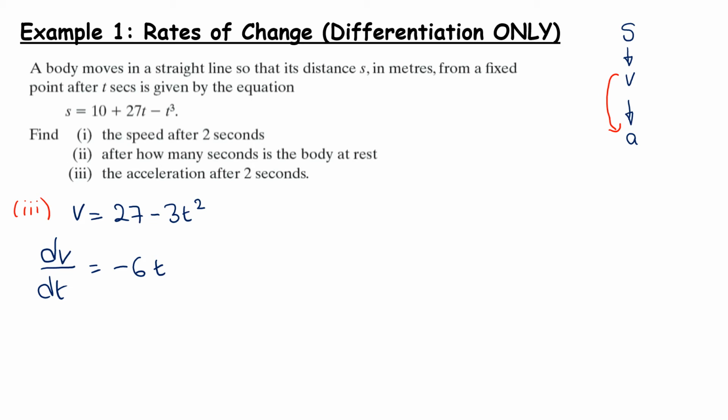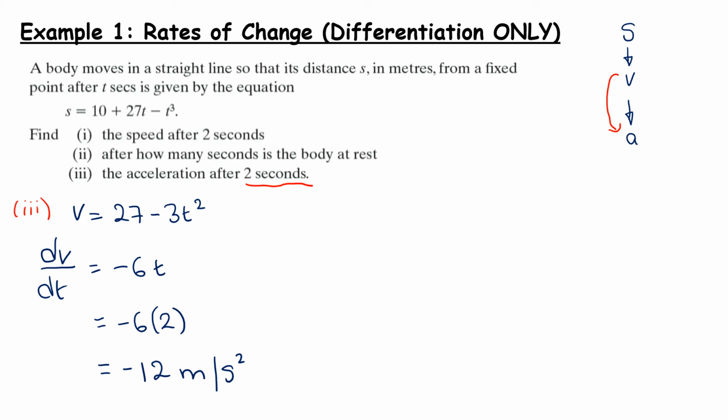Then I don't want it in terms of t. I want it after 2 seconds. So that is minus 6 times 2, which is minus 12. And acceleration is meters per second squared. So if you're doing this, you think, well, actually, how can that be a negative? And the answer is because it's actually deceleration.